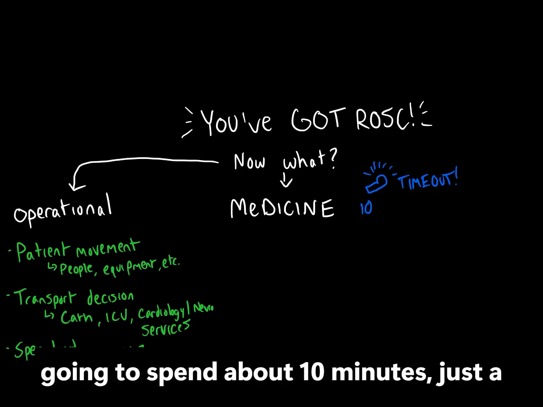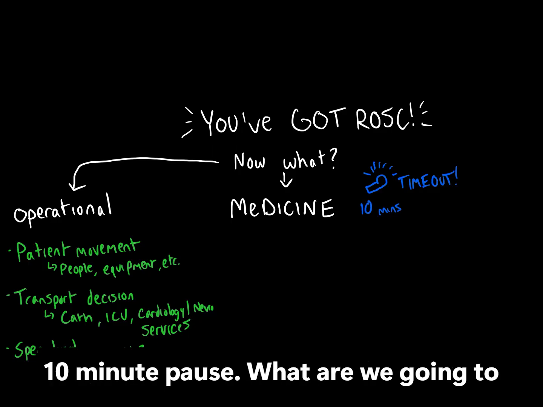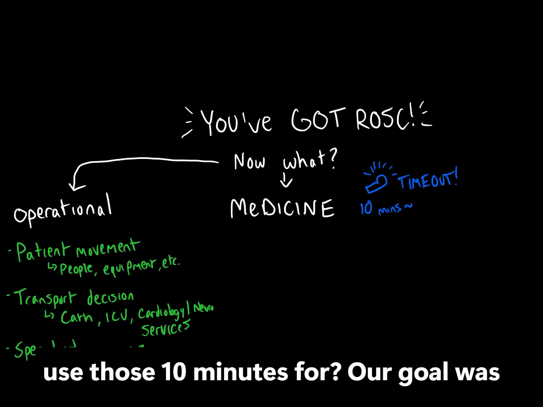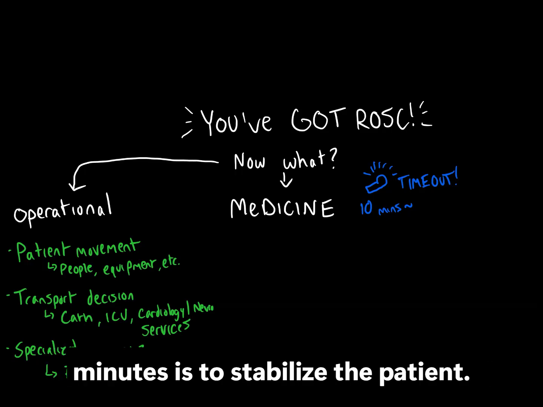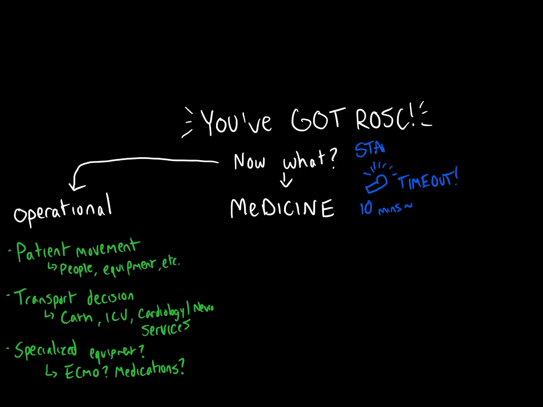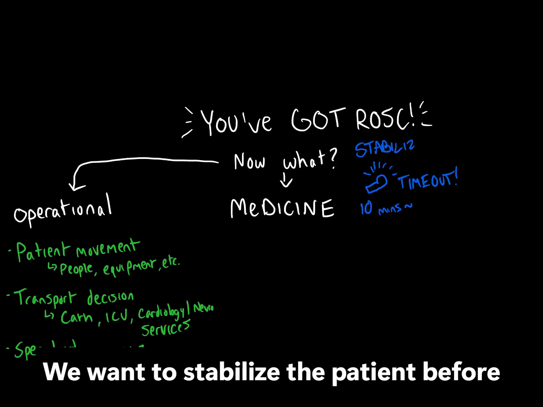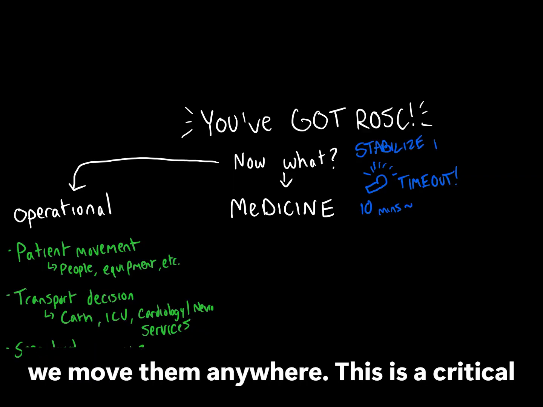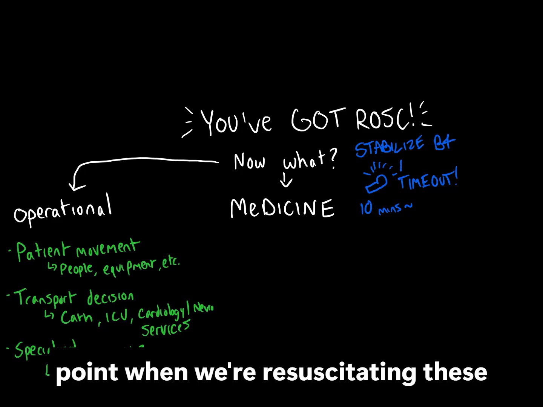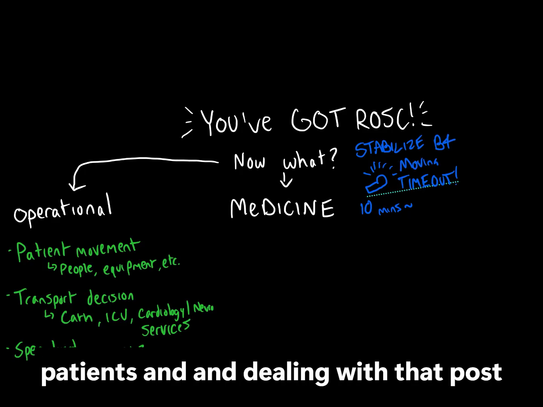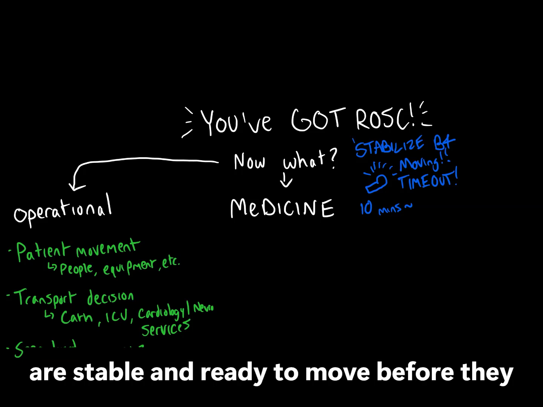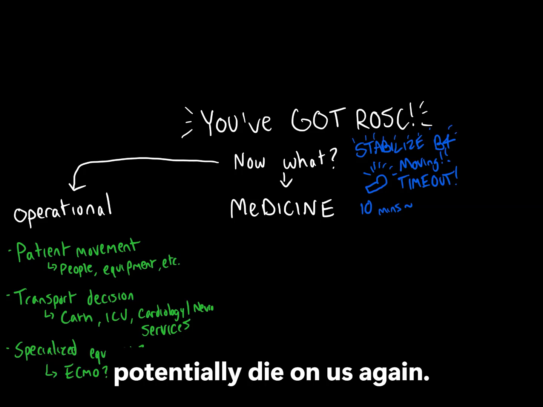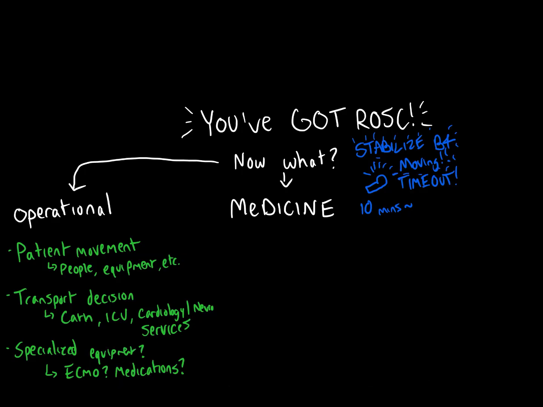Well, ideally, we're going to spend about 10 minutes, just a 10-minute pause. What are we going to use those 10 minutes for? Our goal with spending that time out, taking those 10 minutes, is to stabilize the patient. We want to stabilize the patient before we move them anywhere. This is a critical point when we're resuscitating these patients and dealing with that post resuscitation is making sure that they are stable and ready to move before they potentially die on us again.